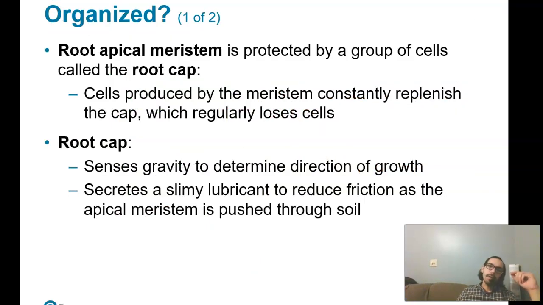The root apical meristem is protected by a group of cells that are called the root cap. And these are cells that are produced by the meristem, and they constantly replenish the cap, because it loses cells. The root cap is able to sense gravity to determine the direction that it's going to grow, and it also secretes lubricant to reduce the friction as it's pushing through the soil.